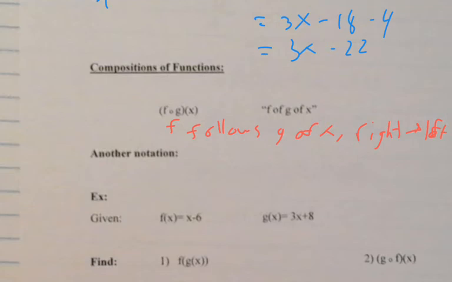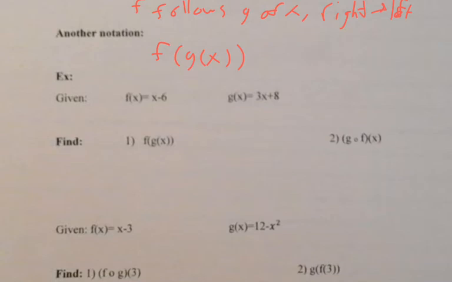And we're going to work backwards. So from g of x back to f of x. And I mentioned down here there's another notation. It could also be written as f of g of x. So it could be written either way.